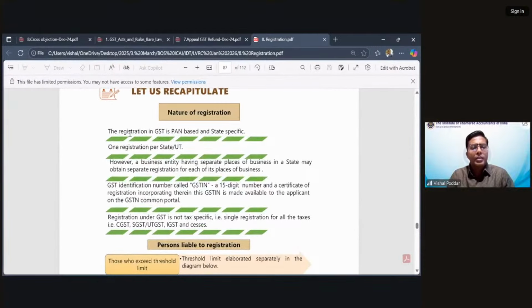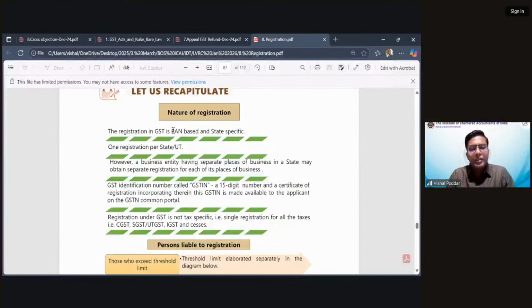Firstly, registration under GST is PAN based, as we all know. Your registration number, which is a 15-digit number, has 10 digits copy-pasted from the PAN. So if you have multiple registrations under the same PAN, that can be identified because all those registrations will have the same 10-digit PAN number.